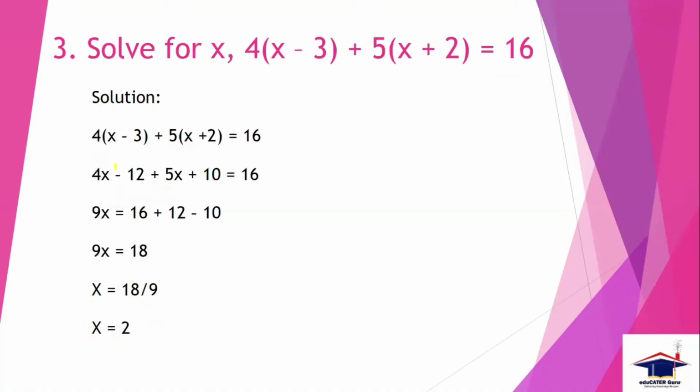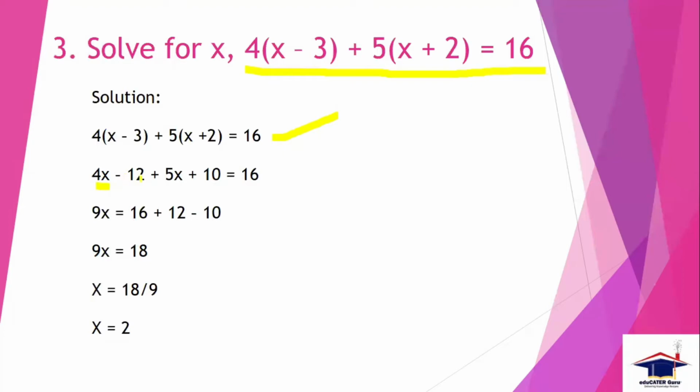Next, solve for x. The equation is 4 into x minus 3 plus 5 into x plus 2 is equal to 16. So first we have to write the equation. Then 4 into x is 4x, 4 3s are 12, 5 into x is 5x, 5 2s are 10 is equal to 16. So 4x plus 5x is 9x is equal to 16.